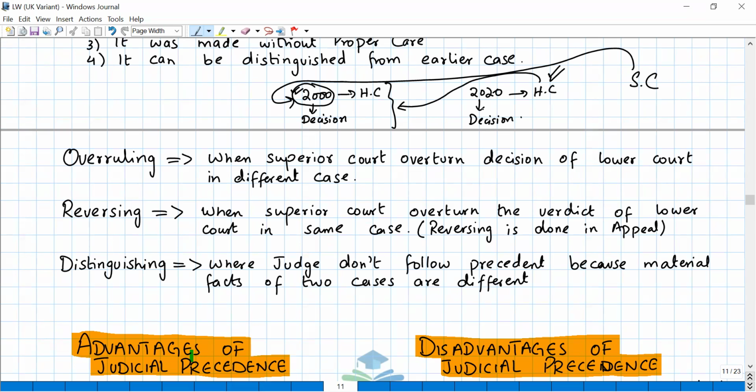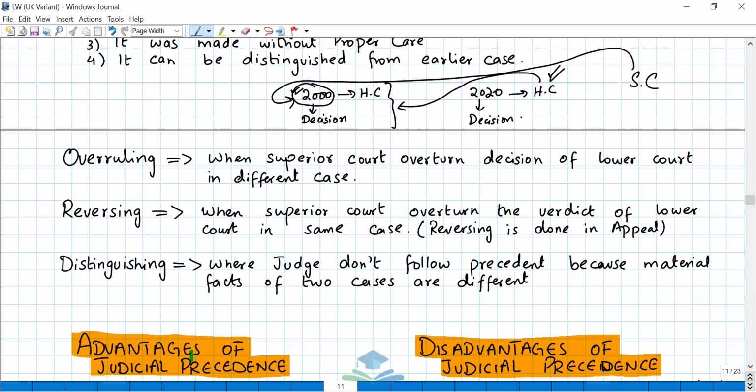Now, in 2020, the decision of the High Court judge who made the decision in 2000 was followed, as judicial precedent was implemented. Now that decision was overturned when an appeal was made in a higher court, like for example the Supreme Court or Court of Appeal. So this is known as overruling, when a superior court overturns the decision of the lower court in a different case. Have you got this point? It means the overall decision changes. The cases were different, but the judicial precedent was the same, so that judicial precedent was overturned by the higher court judge.